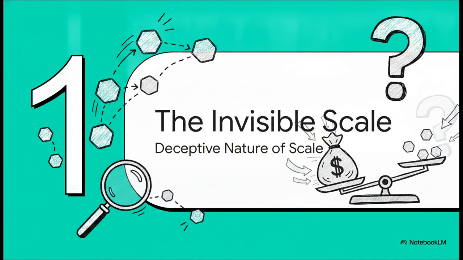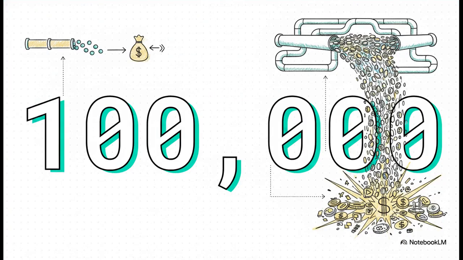Section 1, the invisible scale problem, and really the deceptive nature of scale itself. So, the reality of LLM API costs is that they are billed purely by usage per token. And honestly, this makes them incredibly deceptive during the development phase. To put that into perspective, think about a standard pipeline that consumes, say, 2,000 tokens per request. Now, at 100 requests a day, that costs almost nothing, right? It barely even registers. But at 100,000 daily requests, suddenly that exact same pipeline produces a massive infrastructure line item. The math catches up to you fast.